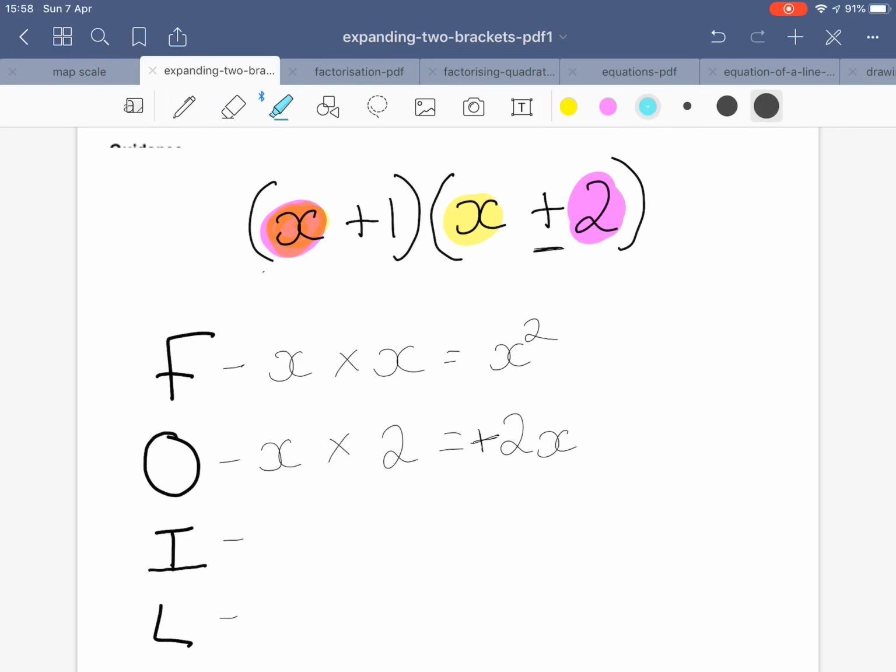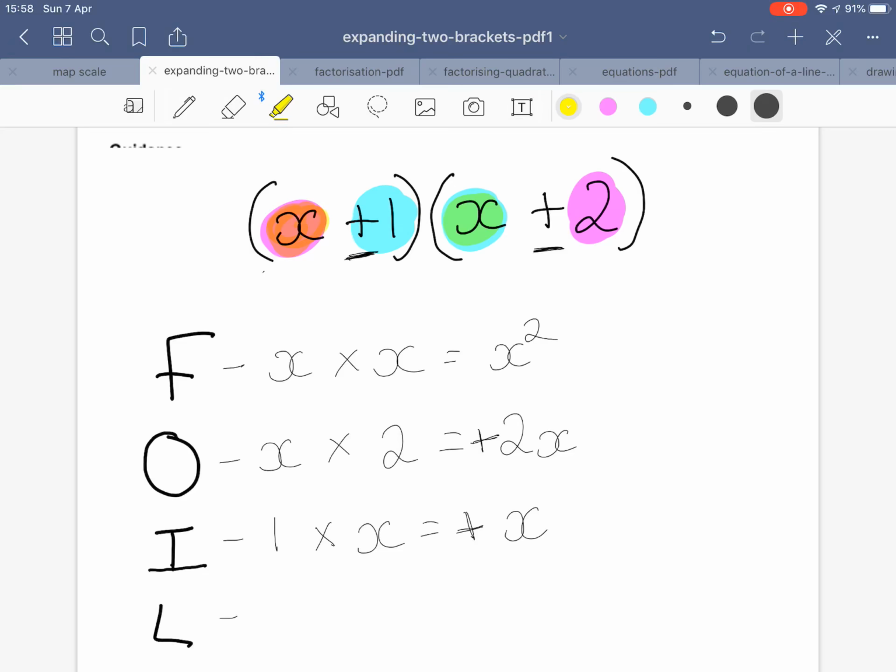Now I'm going to do the inside one. So I'm going to do this inside one times this inside one. So I'm going to do 1 times x, which is just 1x, which we just write as x. And because this is a plus, that belongs to that 1.